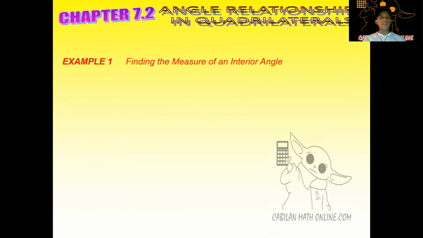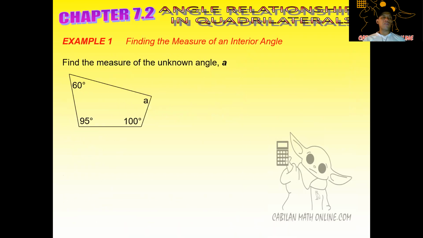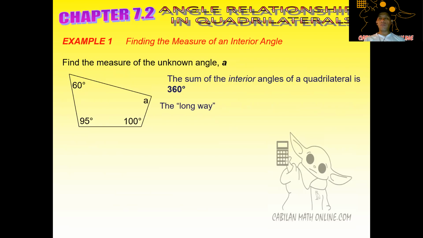Let's first take a look at the inside angles. I'm going to present this in two ways, the long way and the short way. Just remember, when you're looking at quadrilaterals, all four angles inside the quadrilateral will add up to 360. So that's how we're going to do the long way first, using that definition. Once we have that, you notice I've added the A, the 60, the 95, and the 100 degrees together to equal 360.